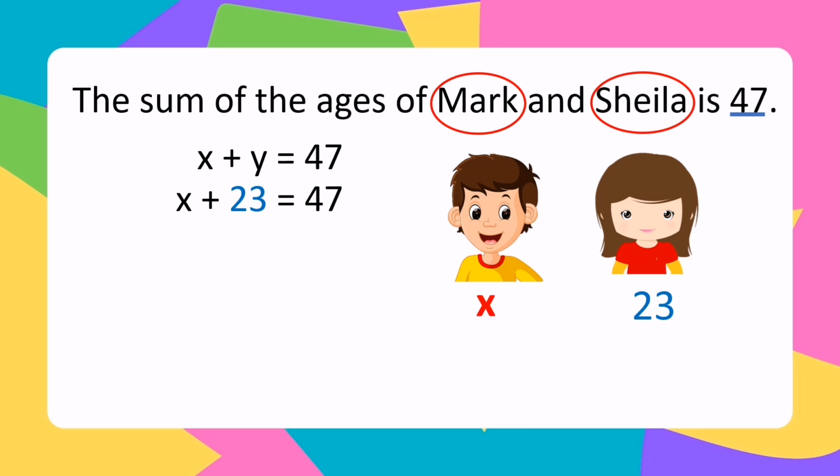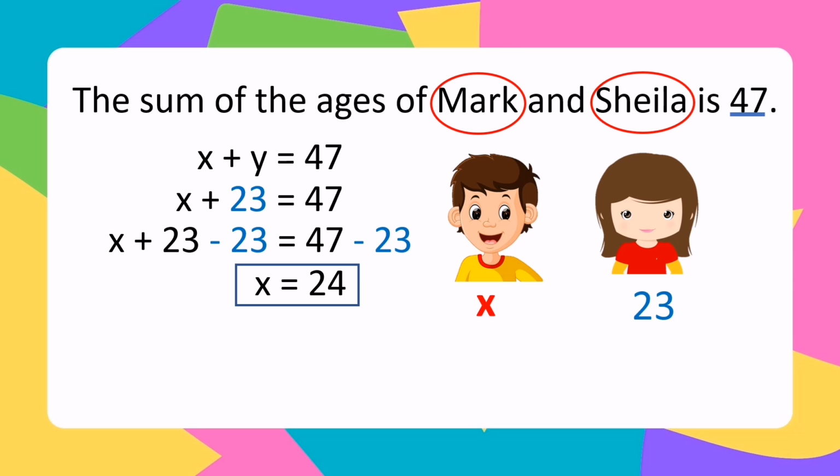To solve for the age of Mark, we're going to substitute the given age of Sheila in the given equation. X plus 23 is equal to 47. And to isolate x on the left side of the equation, we use the addition property of equality. Adding negative 23 on both sides of the equation, we have x plus 23 minus 23 is equal to 47 minus 23. Simplifying this further, it will be x equals 24. So this means that 24 is the age of Mark.